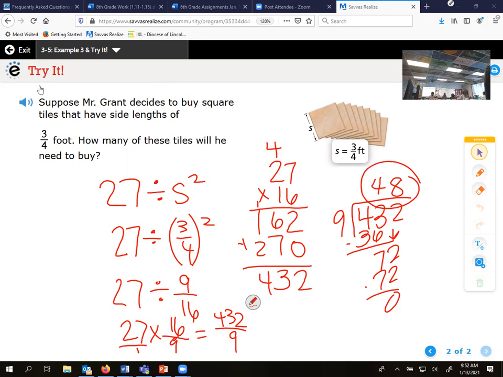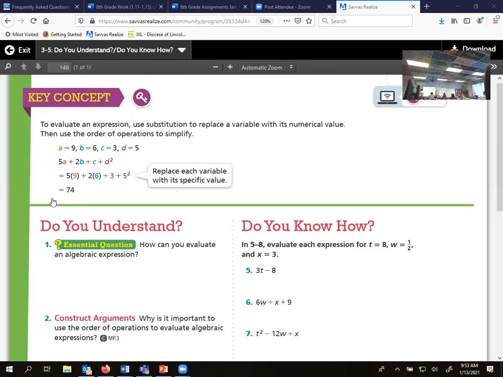Do you think I can simplify that? Probably. How many times will 9 go into 43? 4 times. How many times will 9 go into 72? 8 times. So this time he would need to buy 8 tiles. The tile itself is bigger, so he has to buy less. So your answer makes sense.